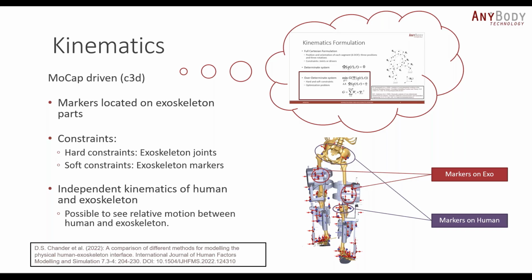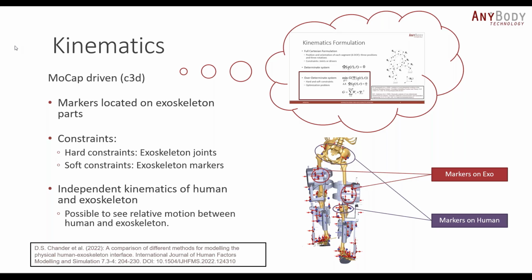Then we'll have 2 kinds of constraints coming into the system. We'll have the hard constraints, which are coming from the exoskeleton joints, that is the joints between different segments of the exoskeleton, and the soft constraints, which are coming from the markers on the exoskeleton. This way of formulating the problem can then allow you to observe the kinematics of the human and exoskeleton independently.